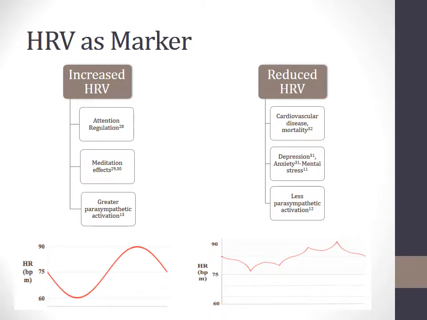Now, there's evidence that decreased heart rate variability over the long term is associated with an increased risk of cardiovascular mortality, depression, anxiety disorders, and a higher HRV, higher variability. Again, this is thinking of it as more adaptability, more responsiveness to demand of the nervous system. Is associated with better attention regulation, more parasympathetic activation, lower stress, and can be a result of these mindfulness meditation practices and other stress-reducing interventions.